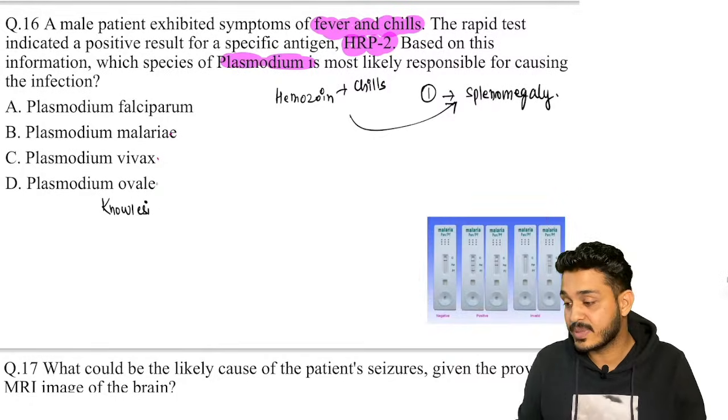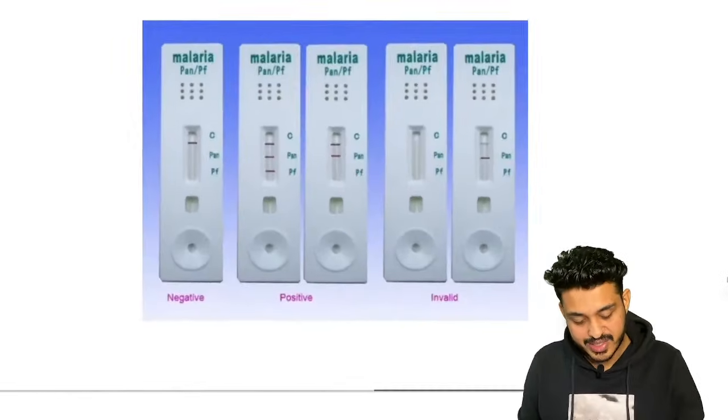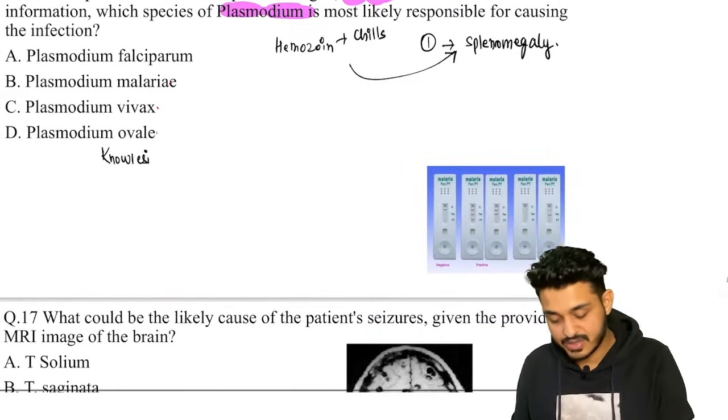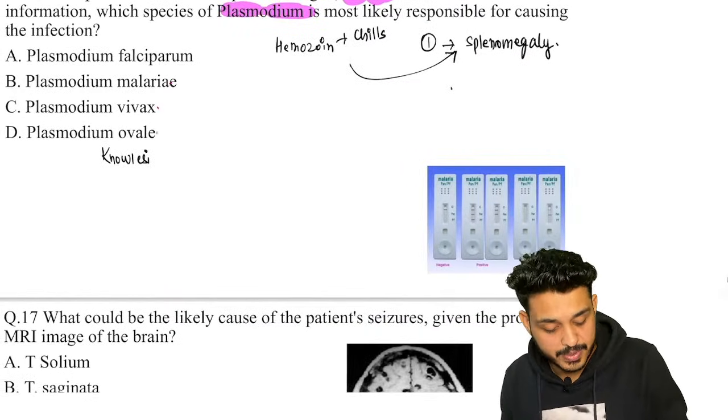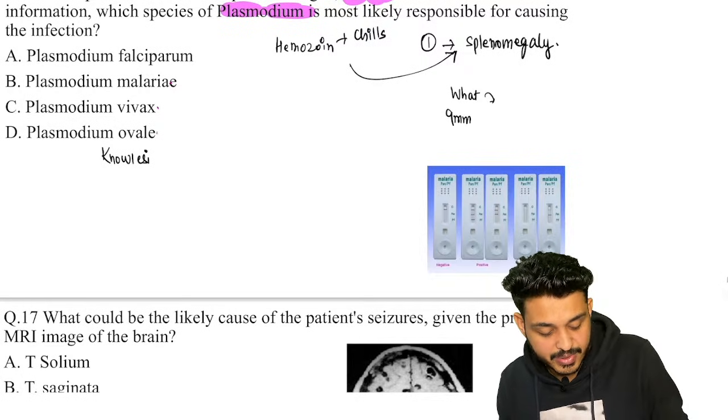It is very simple and easy, right? How can you appreciate this card test? First question they have asked you: these card tests are based on what principle? So what is the principle they are working on? They are working on the principle of immunochromatography, beta.